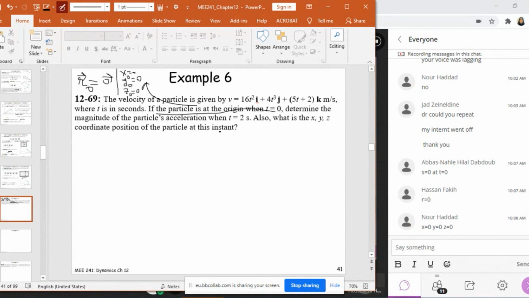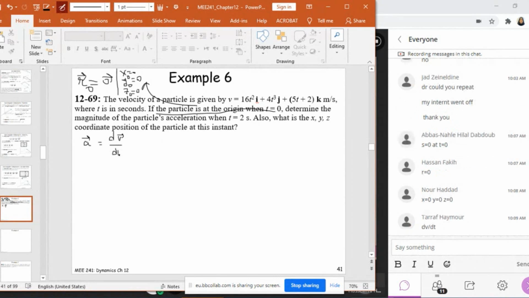Determine the magnitude of the particle's acceleration when t is equal to 2 seconds. So I need to find what a is when t is equal to 2 seconds. And I know that what is a, guys? a in vector form is equal to the derivative of v in vector form with respect to t, right? And this means, guys, what is ax? ax is the derivative of vx, right? Now I know that vx is 16t squared, right? So what will be ax? It is 32t.